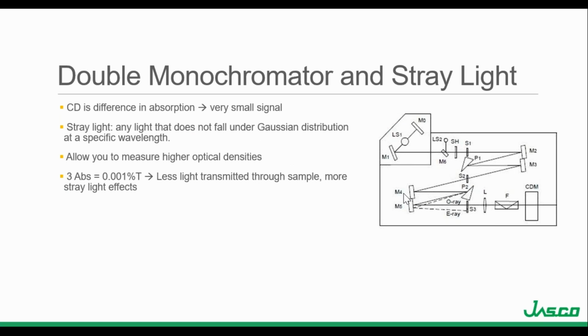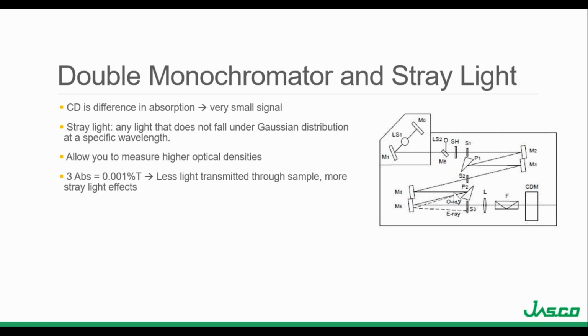So in the CD spectrophotometers, it's a double monochromator, which means it has 2 prisms and a double set of mirrors. And this double monochromator is used to reduce the amount of stray light. So one of the biggest takeaways from this talk is that CD is the difference in absorption. So it's a very small signal. So any effects of noise, since the signal is so small, is going to degrade our signal to noise and have more contributions.